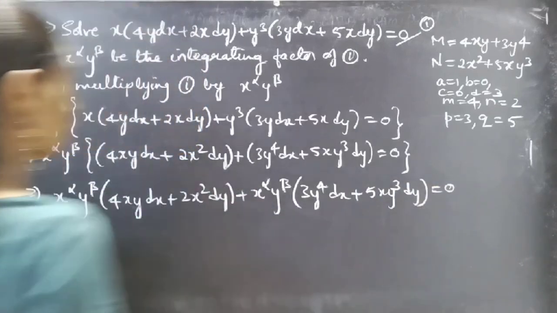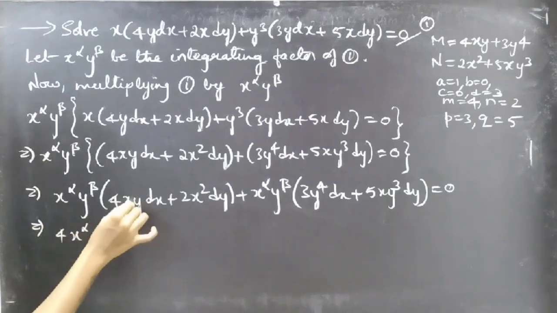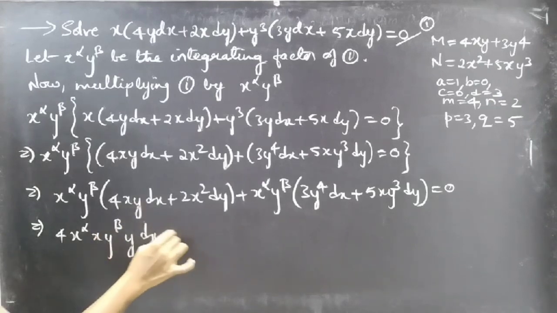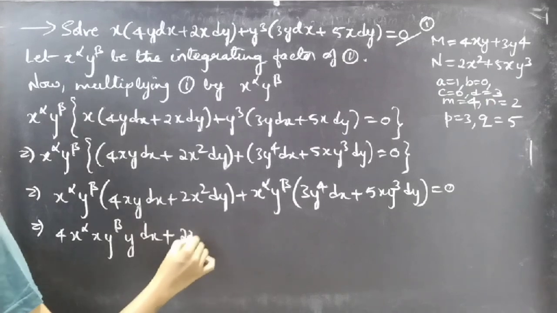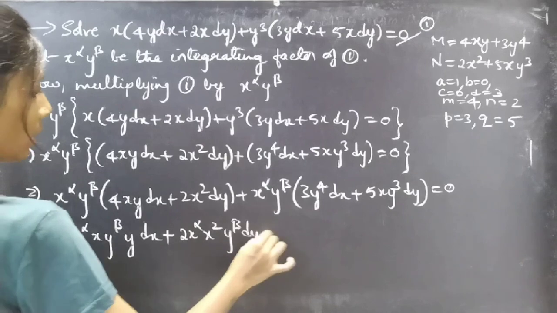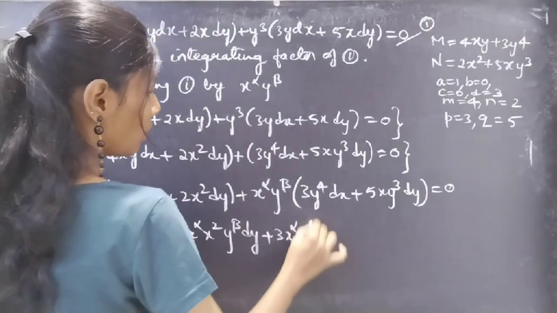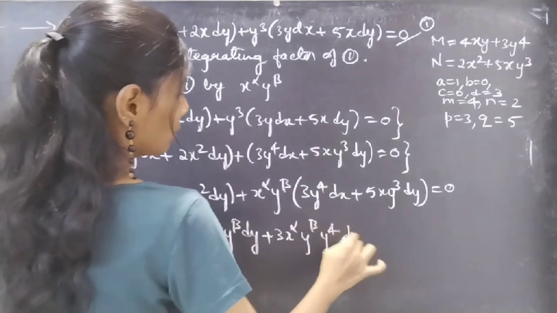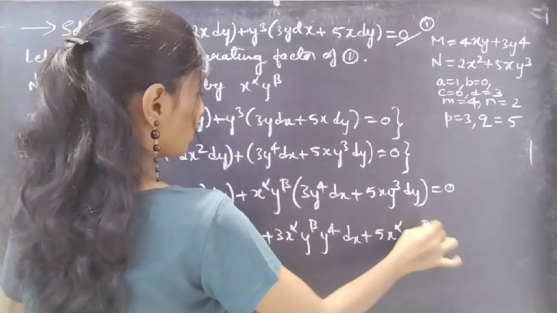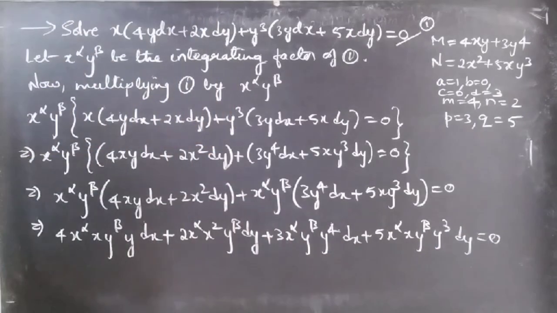equal to 0, right? Or we'll get 4 x^α x into y^β y into dx plus 2 x^α x² into y^β into dy plus 3 x^α y^β into y⁴ into dx plus 5 x^α into x, y^β into y³ into dy equal to 0, right?